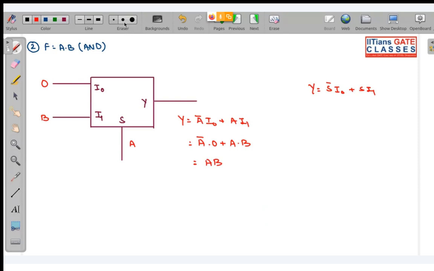Now you might be telling, sir, why can't we take it like this? You can take it, it is up to you, whatever you want to do. But then what will happen? You will get B complement I naught plus B A. Here B will be your MSB and A will be LSB. So MSB, LSB in multiplexer questions matter.